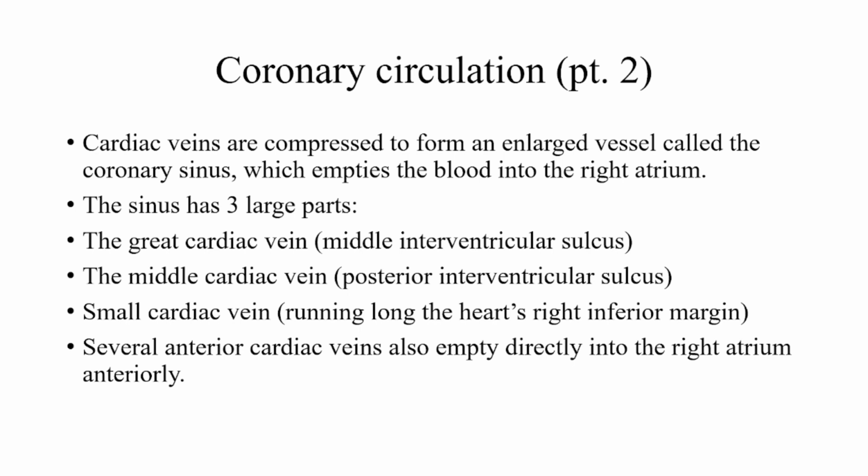The first part and the largest part is the great cardiac vein, which is in the middle interventricular sulcus. The second part is the middle cardiac vein, which is in the posterior interventricular sulcus. And the third one is the small cardiac vein, which runs along the heart's right inferior margin. There are several cardiac veins that also empty directly into the right atrium anteriorly.